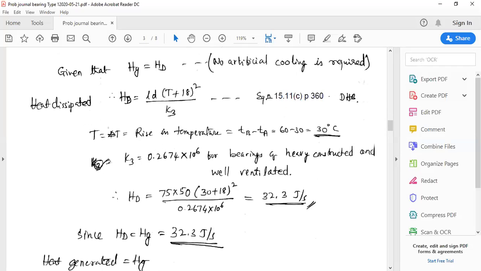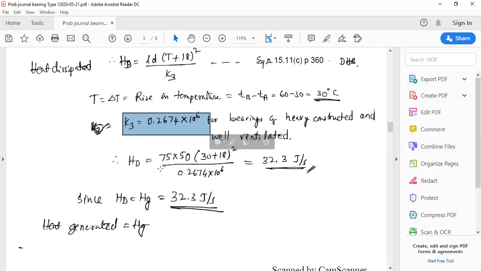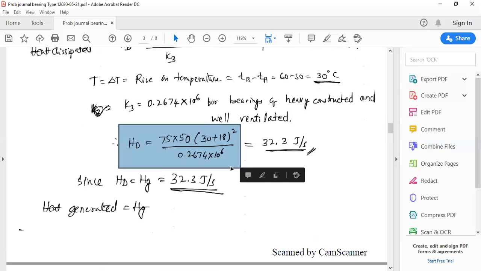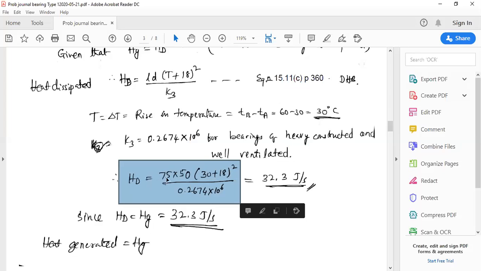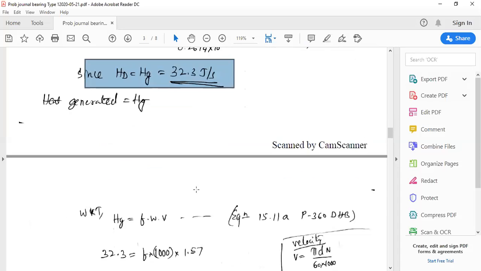T is nothing but the rise in temperature, which is delta T, given by TB minus TA. So TB minus TA is 60 minus 30 degrees centigrade, that is nothing but 30 degrees centigrade. And K3 value is 0.2674 into 10 raised to 6. If you substitute all the values, we will get the value of heat dissipated. Heat dissipated is given by L into D, where L is 75, D is 50 mm, and T temperature rise is 30 degrees centigrade plus 18 whole square divided by this value. So the answer is 32.3 joules per second, which is equal to heat generated also.